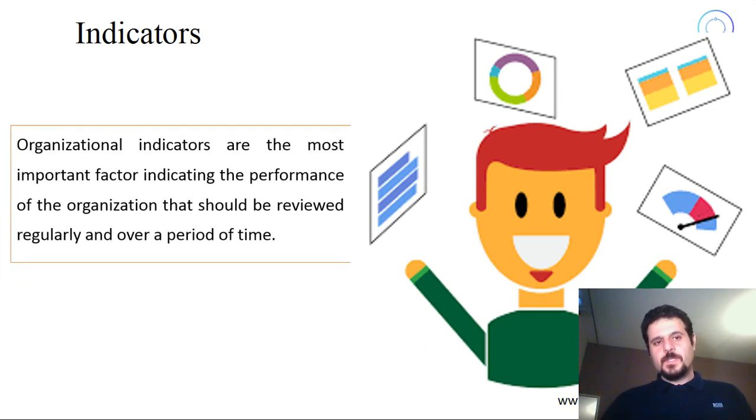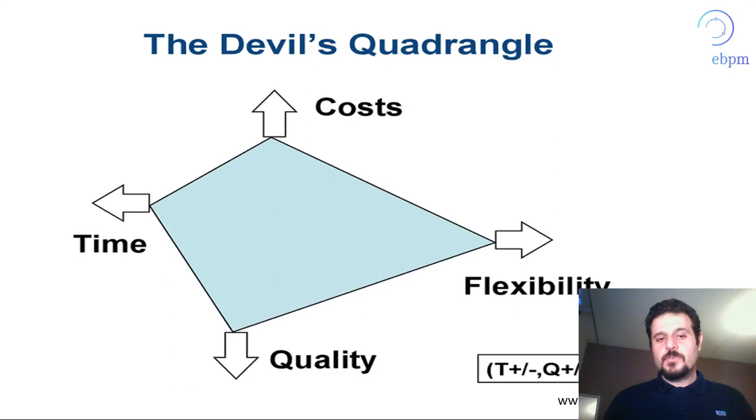Just one point about the indicator. In this step, we are in the third step. Organizational indicators are the most important factor to indicate the performance of the organization, and they should be reviewed regularly and over a period of time.